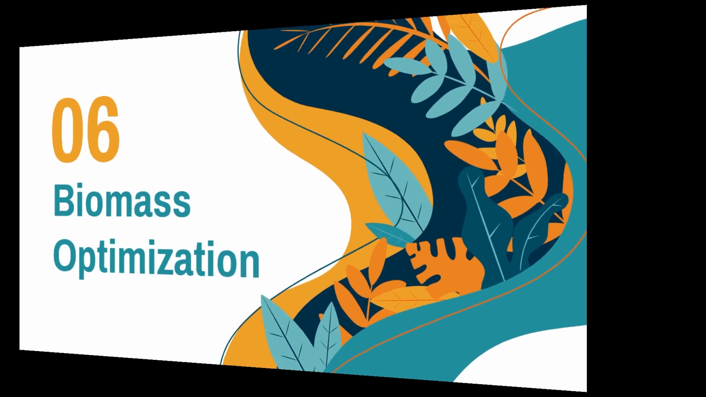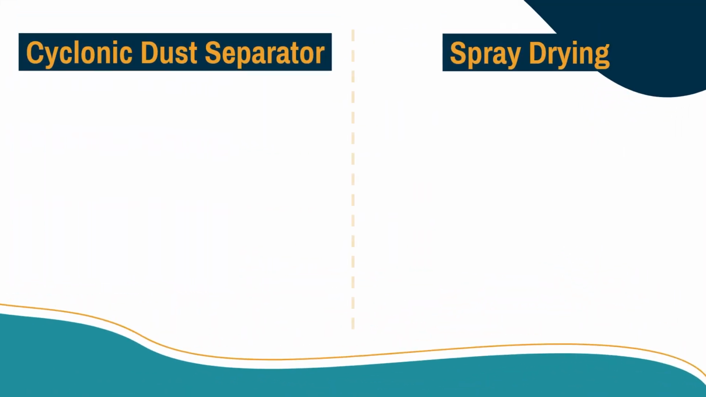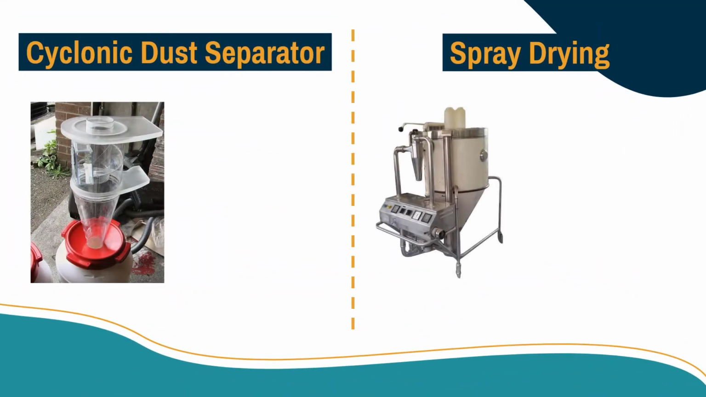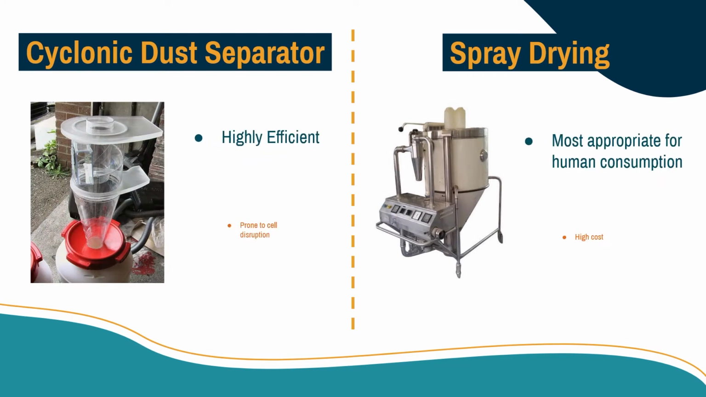Moving on to biomass optimization, this process can be done by removing water content to extend the biomass shelf life, and a commonly used method is spray drying. This method is considered most appropriate for human consumption because the product's quality can be maintained, but it also requires a cost. Another one is the cyclonic separator. It is known to be highly efficient for the drying process, but is also prone to cell disruption due to the high pressure automation process, thus degrading the product's quality.